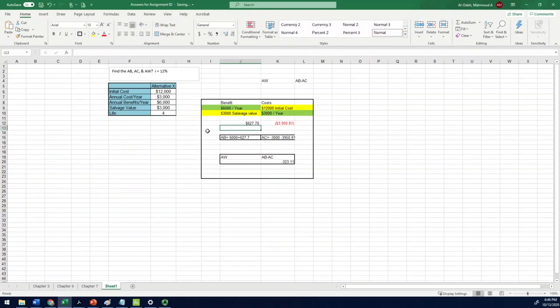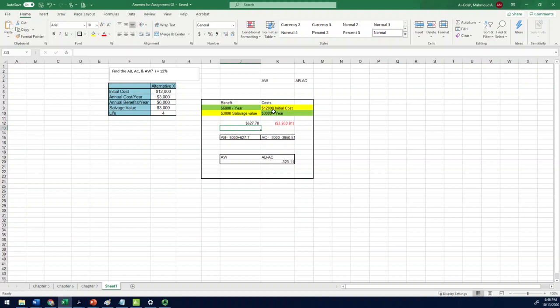Now, in order to find the annual benefit, you add all the benefits, the 6,000 plus the salvage value, 627. So the annual benefit would be 6627.7.